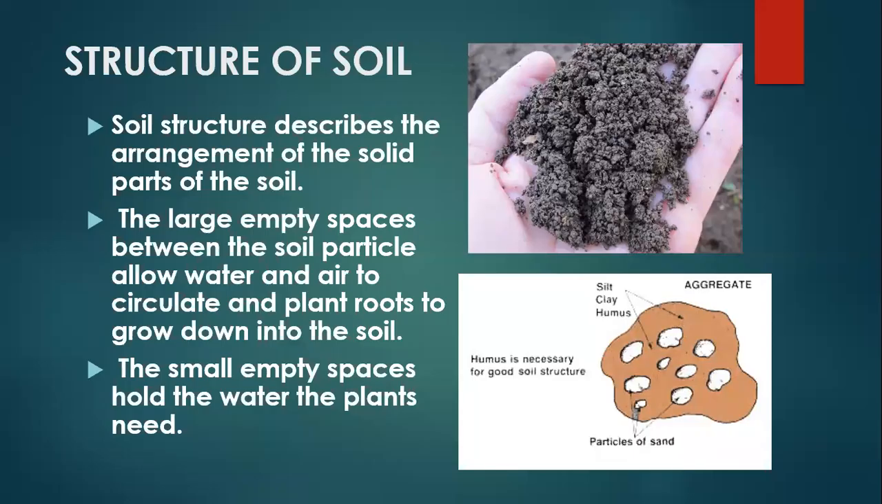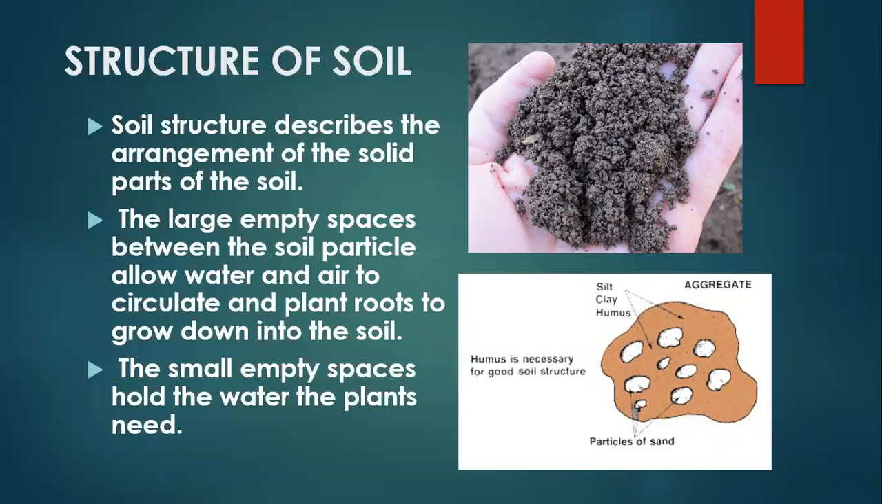So the structure of the soil is very important to know. The large empty spaces between the soil particles allow water and air to circulate and plant roots to grow down into the soil. As you see in this figure, there are many small aggregates of the soil, in which there are different types of small openings. So these openings help the plant to breathe and allow water and air into it.